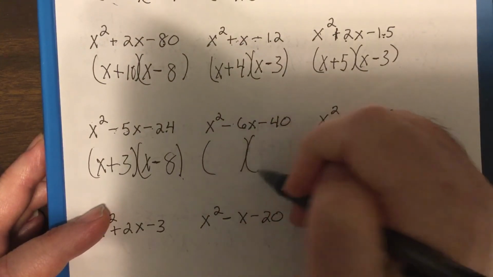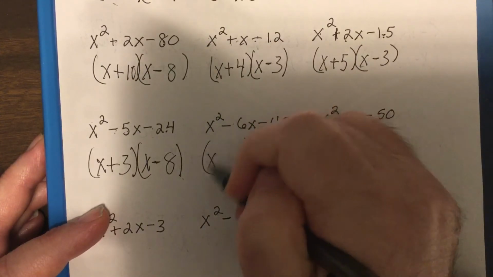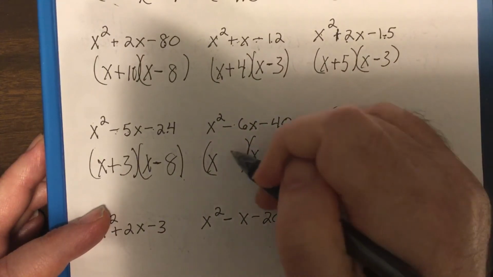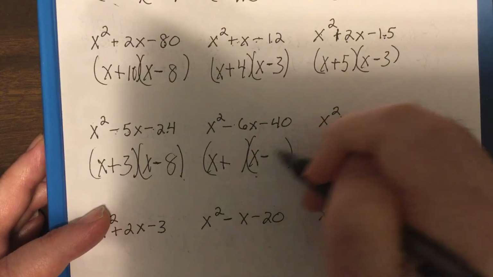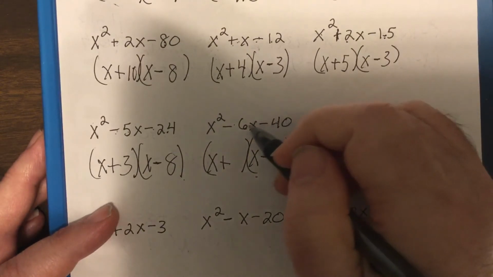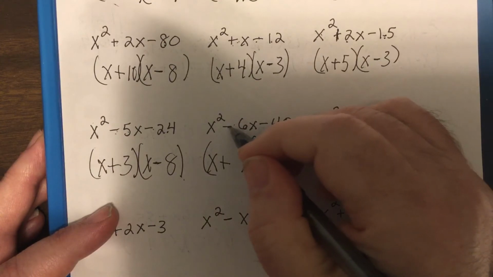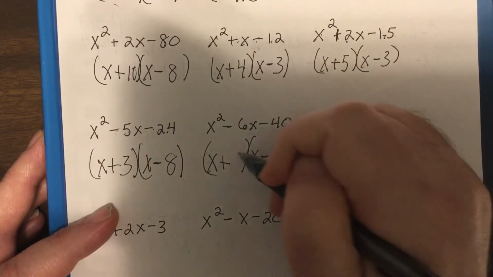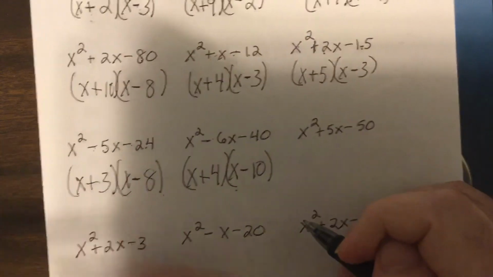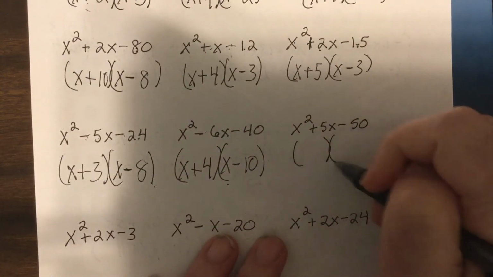This one, x squared is x and x. Plus, minus. What do you multiply to get 40, but subtract to get 6? And that would be 10 and 4. Largest one goes with this sign, so 10 and 4.